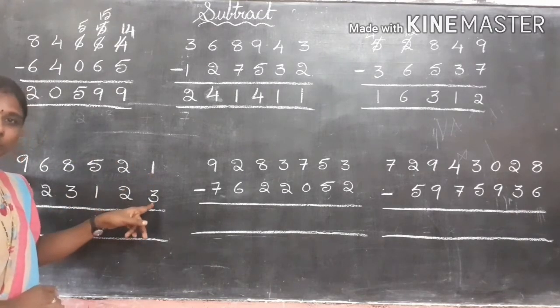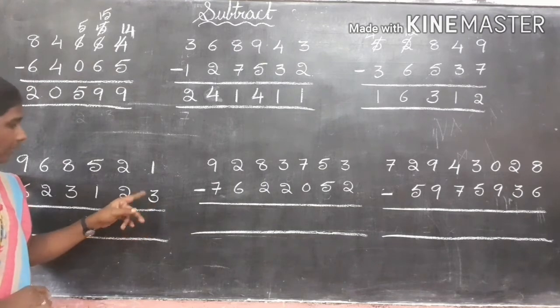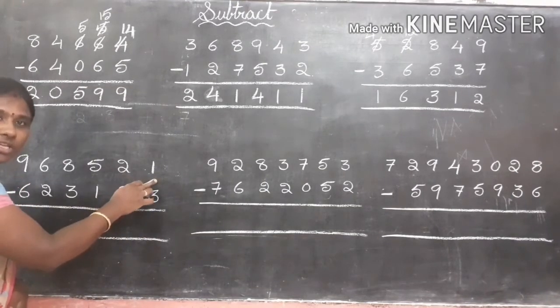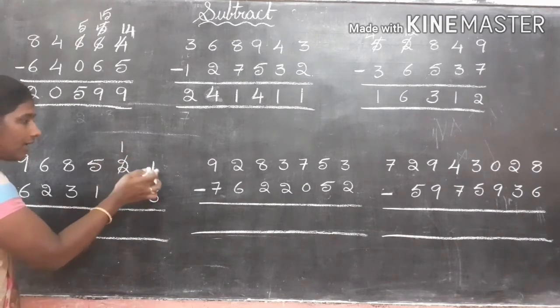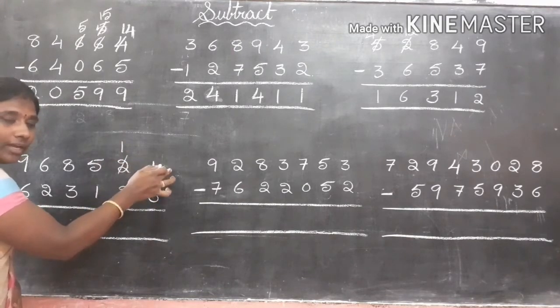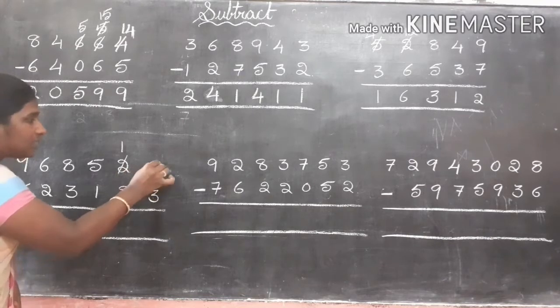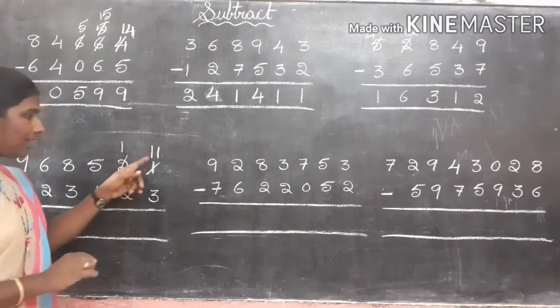1, 3, is it possible to do the subtraction? No. So we have to take the borrow. We have to take from here to here. Here it is 1. 2 minus 1, 1. We are taking here 2. When it is coming here, it is coming 10. 10 plus 1, 11. 11 minus 3.